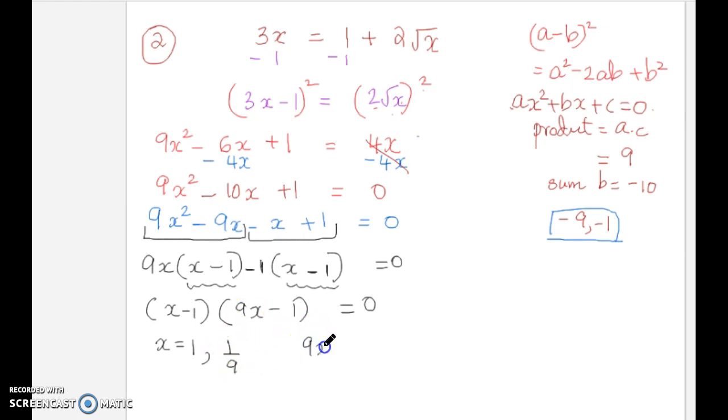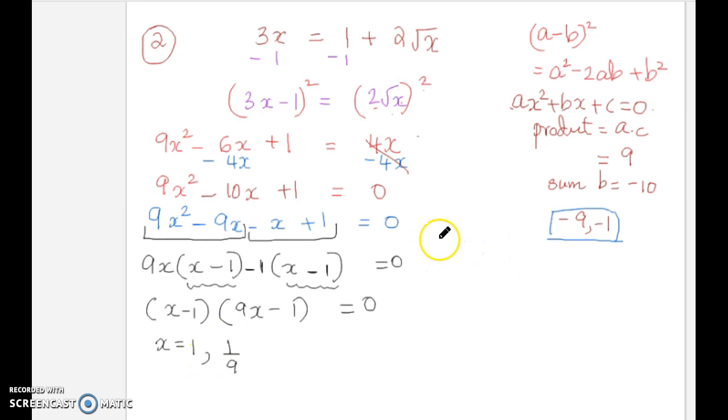Just a quick explanation. 9x minus 1 is 0. To solve for x, you add 1 on both sides, so you get 9x is equal to 1. Then you divide by 9 on both sides, so you get the answer as 1 over 9. Just wanted to quickly explain that in case anyone was confused. So those are the two solutions, but we don't know if they are actual valid solutions or not.